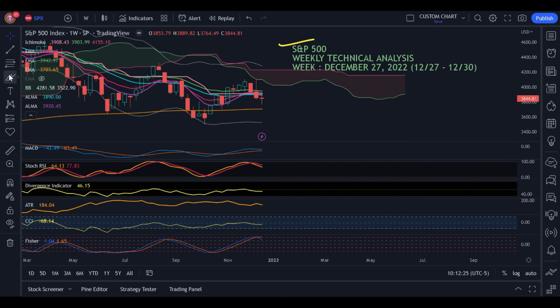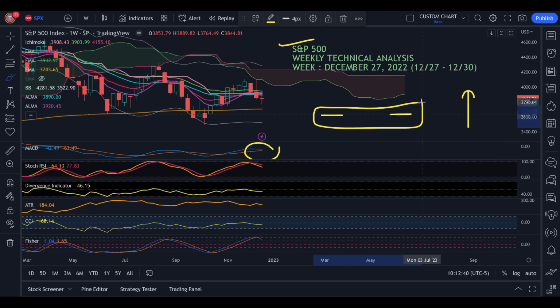Now, when we look into the other technical indicators, we have the MACD. MACD is more than the signal. This means that the S&P 500 is bullish through the MACD. However, both MACD and the signal are negative. Both are negative. This means that in the long term, MACD is still supporting the bearish trend.